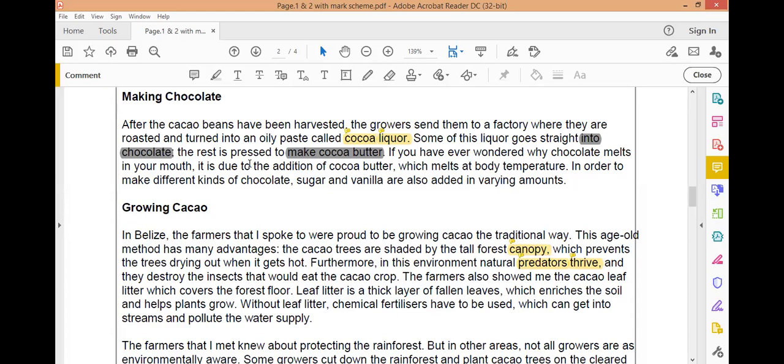Yes, we can, as you said, because of the addition of cacao butter. Or we can write what Said has: that it's used in different kinds of chocolates, like sugar and vanilla. Why it melts, as you can say, is the addition of cocoa butter, or in other words, it has cocoa butter. Thanks so much, Said.